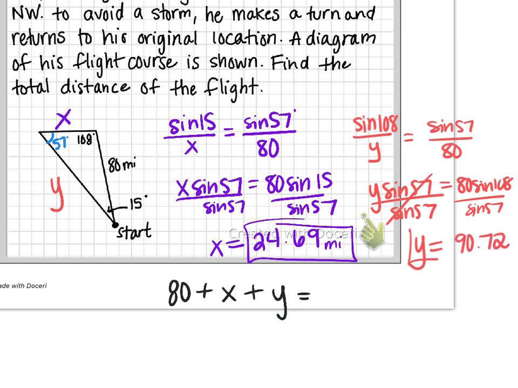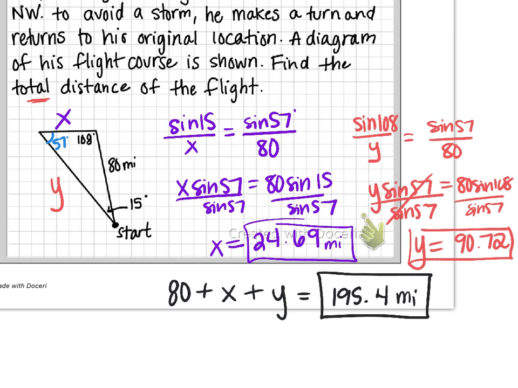90.72. So now, to answer our question, because it asks us for the total distance of the flight, we would do 80 plus x, which is 24.69, plus y, which is 90.72, which altogether equals approximately 195.4 miles round trip. So around that entire triangle.